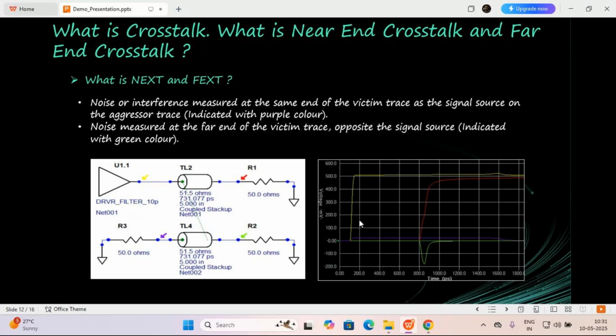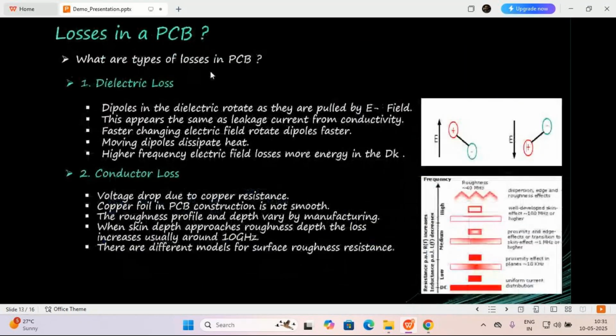Now in the next part, we go into the losses in the PCB. What are the types of losses in a PCB? There are two classifications of losses in a PCB. The first one is the dielectric loss. The second is the conductor loss.